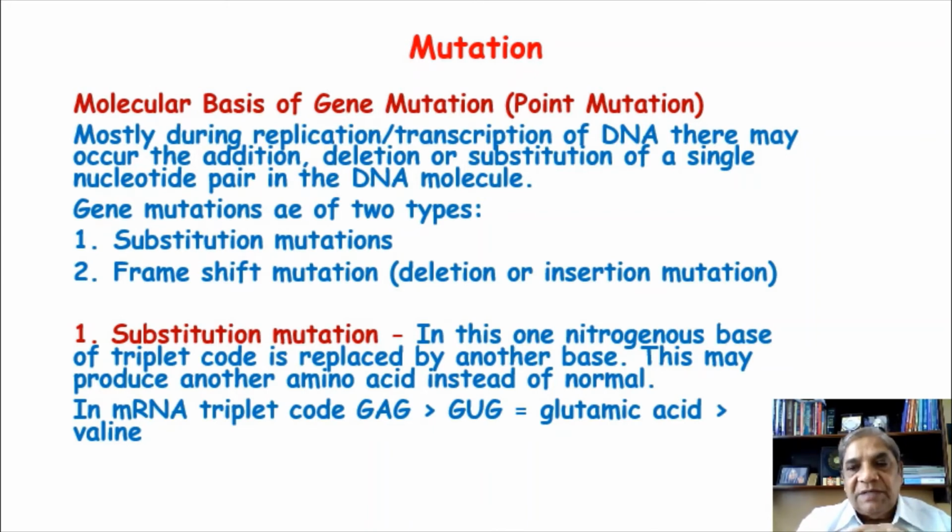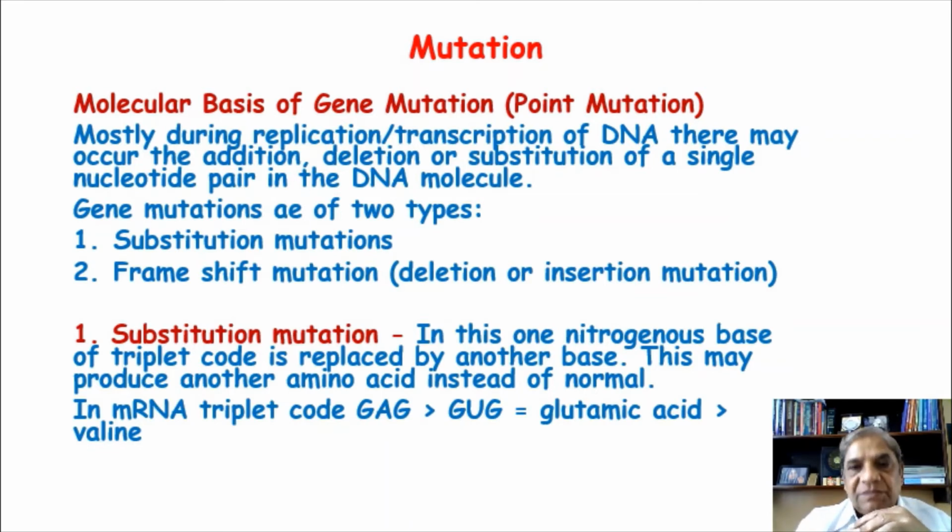I will tell you an example and show you a diagram of how this substitution mutation takes place in a molecule. The second kind of gene mutation is the frame shift mutation. This is due to the deletion or insertion of a nucleotide base pair. A new one is added, that is insertion mutation, or one is deleted, and therefore the frame will shift. I will explain how, and you will understand it.